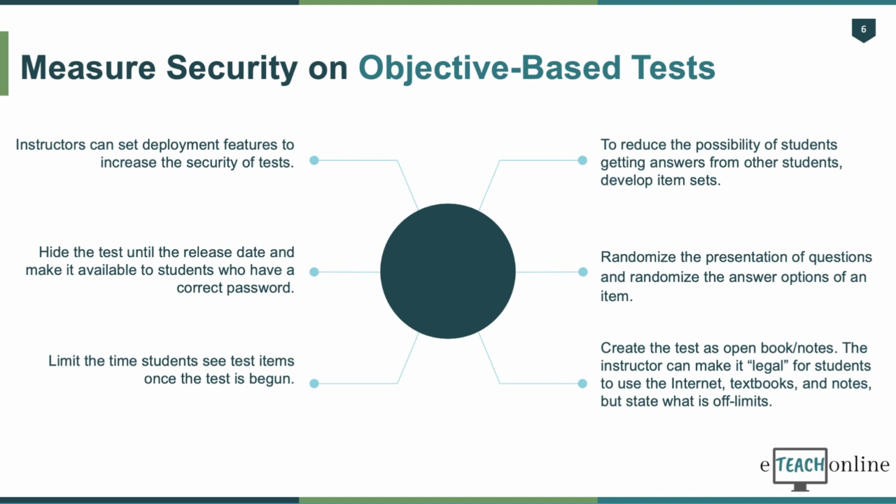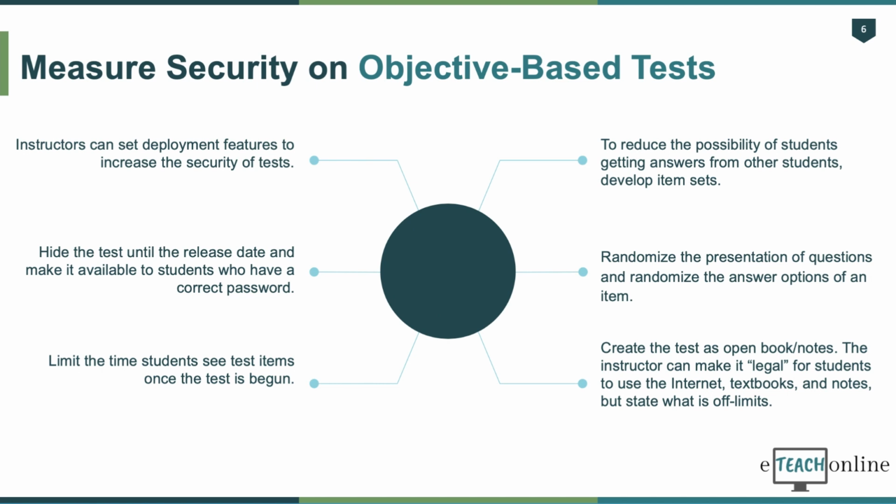Even when tests are not proctored, instructors can set deployment features to increase the security of tests. The first security measure is to hide the test until the release date and make the test available only to students who have the correct password. Next, the instructor can limit the time students see the test items once the test is begun. Typically, 1 minute per multiple choice item is sufficient for students who have studied for a test.